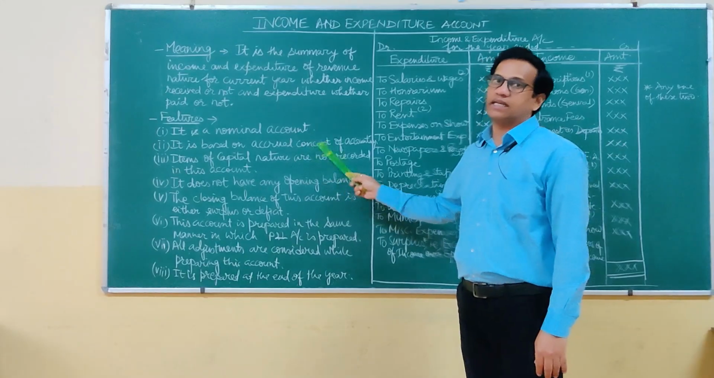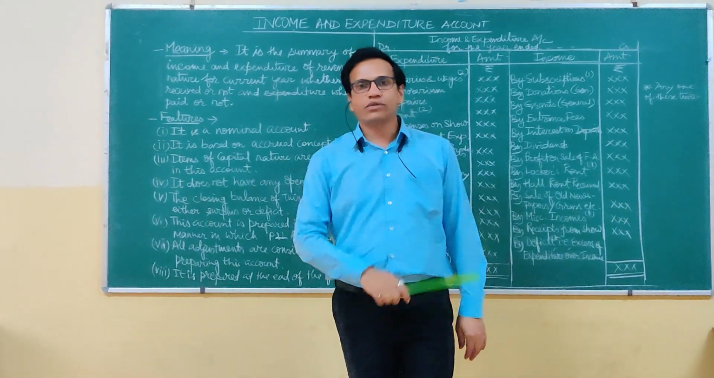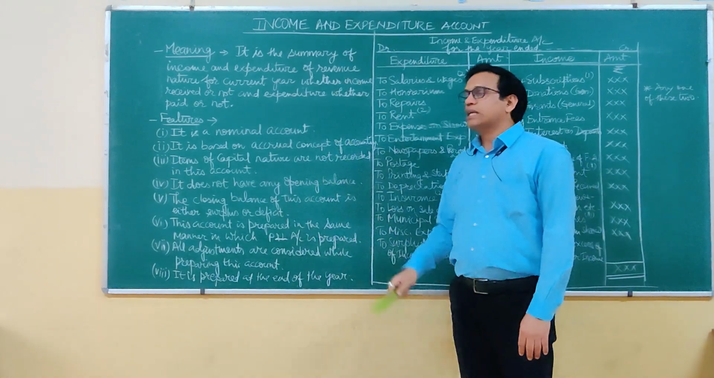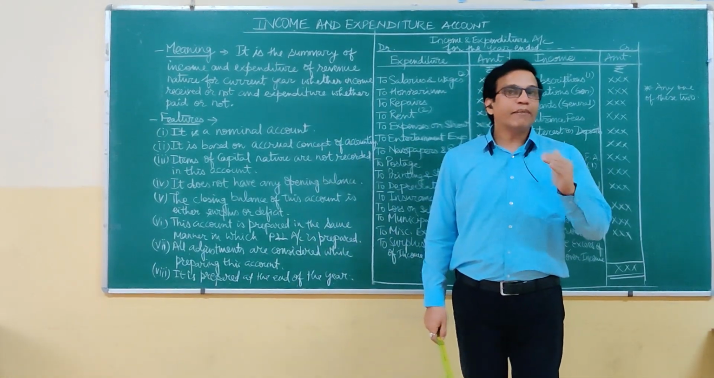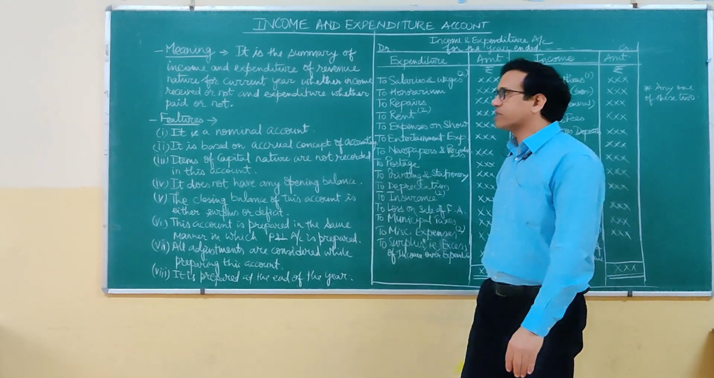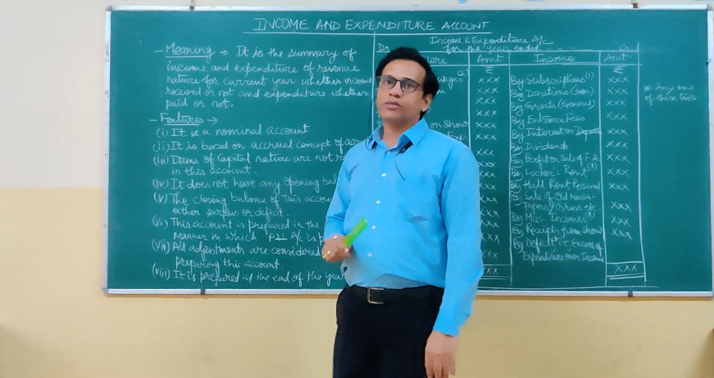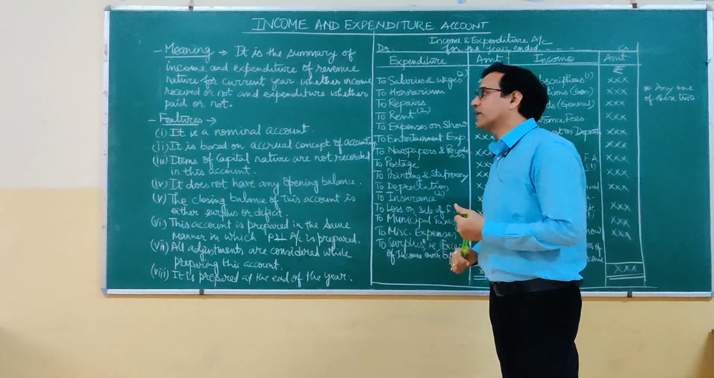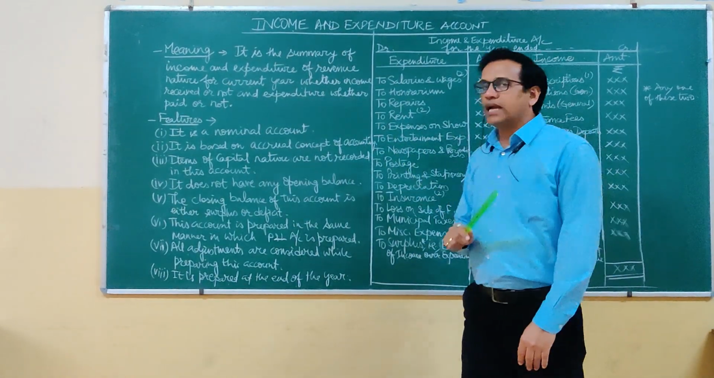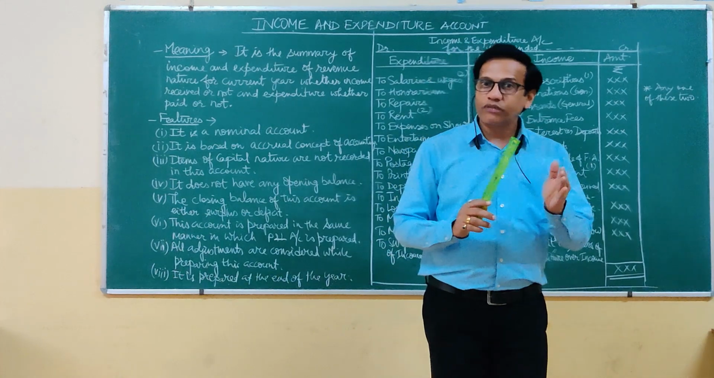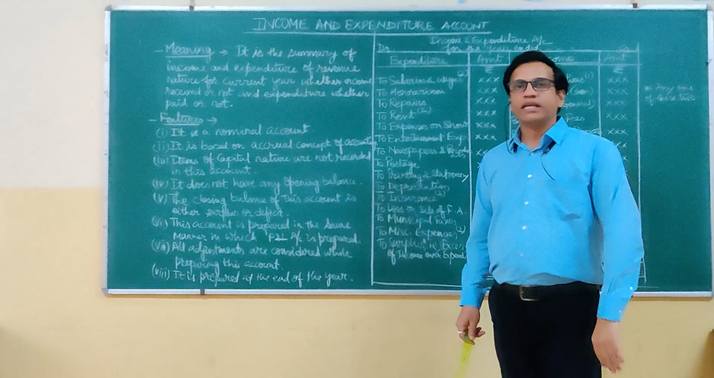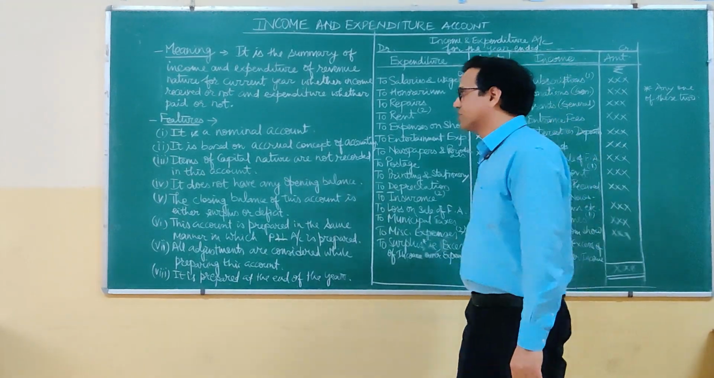So it is an accrual concept based account. If it is asked as a question to you, what is the nature of income and expenditure account, you will write down it is a nominal account. If it is asked, name the base of accounting on the basis of which this income and expenditure account is prepared, you have to write down the answer as accrual basis of accounting. All the items relating to revenue nature only are recorded in it. It means it does not record capital nature items.